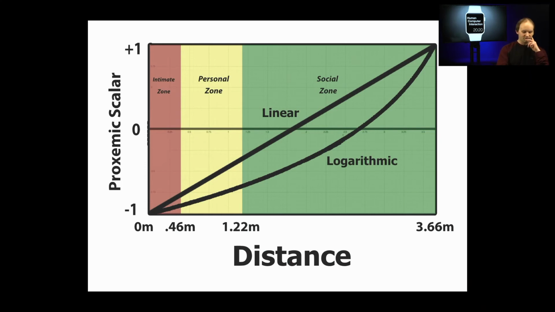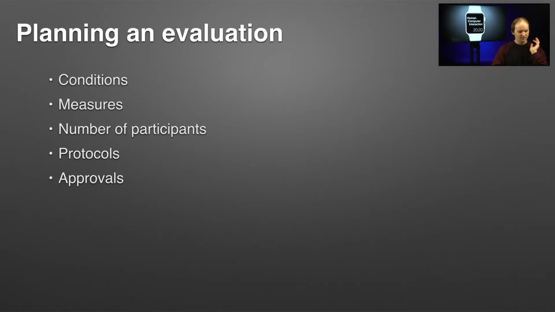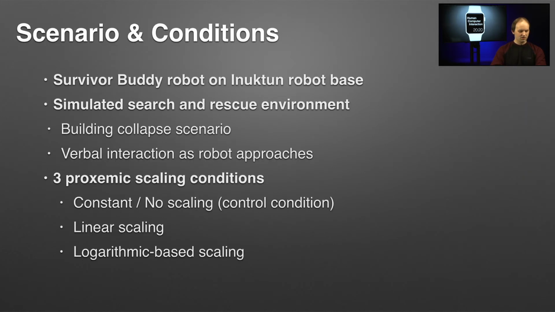So you can see when we're far away, we're at this exaggerated scale. And when we're very, very close, we're constraining our movements quite a bit. But how we get there is very different, right? Okay. So we've got to plan our evaluation, right? We've got to decide what we're going to test, how we're going to measure it, how many participants, the protocol. So let's go through that quickly.